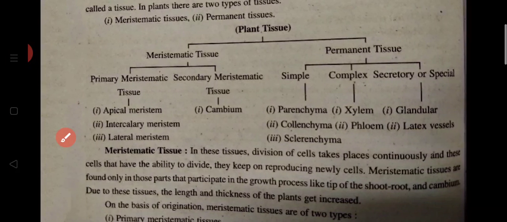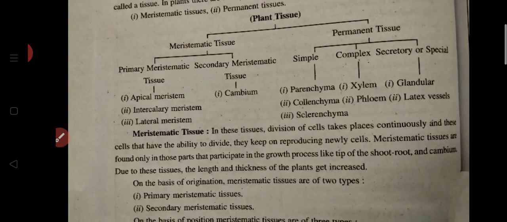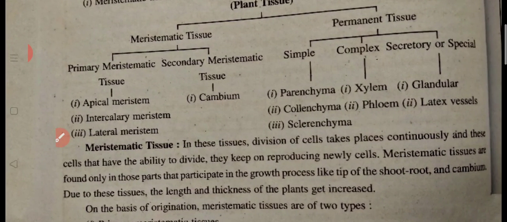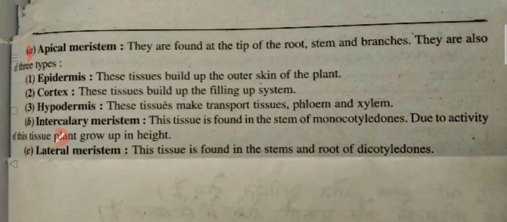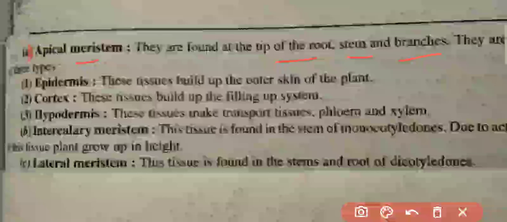On the basis of their origination, meristematic tissues are two types. First is primary meristematic tissue and second is secondary meristematic tissue. And on the basis of their position, primary meristematic tissues are three types. Apical meristematic tissue, they are found on the tip of root, stem and branches. They are of three types.